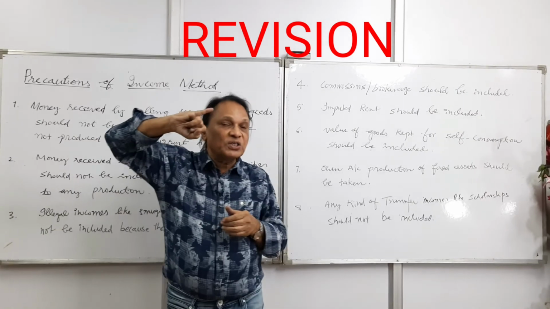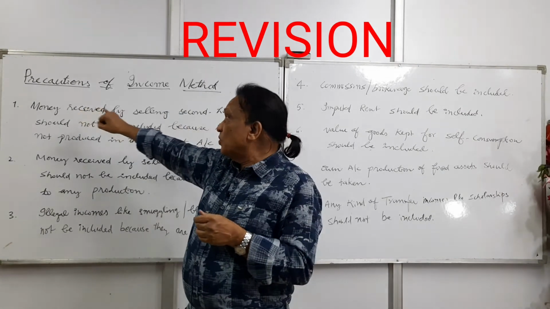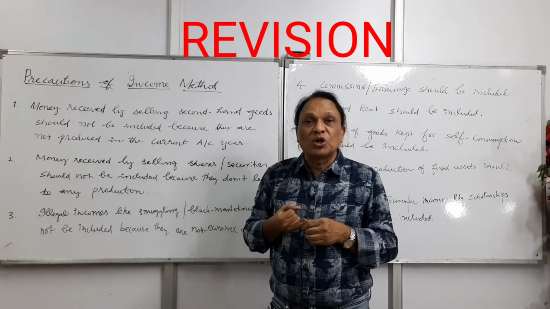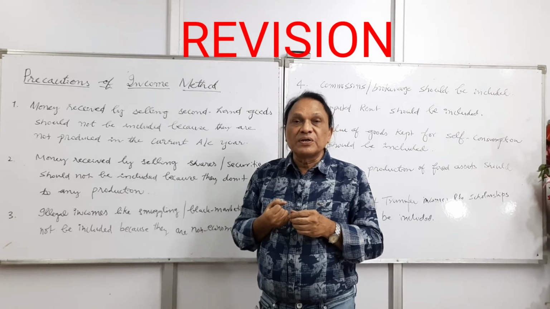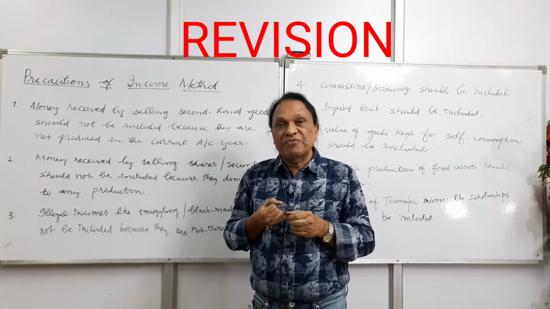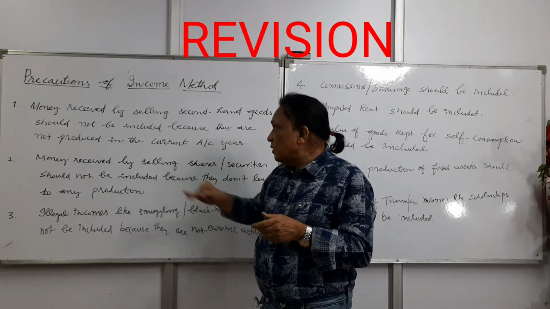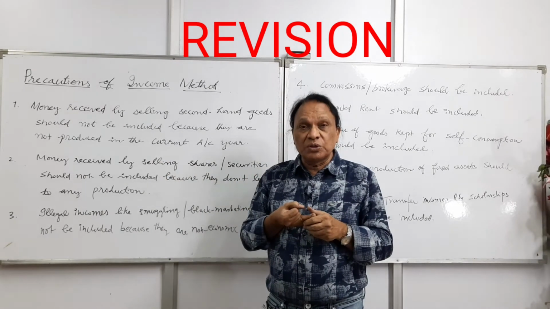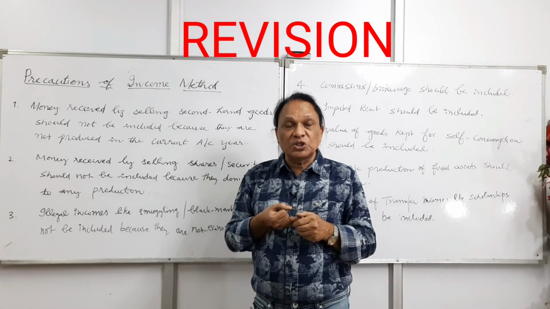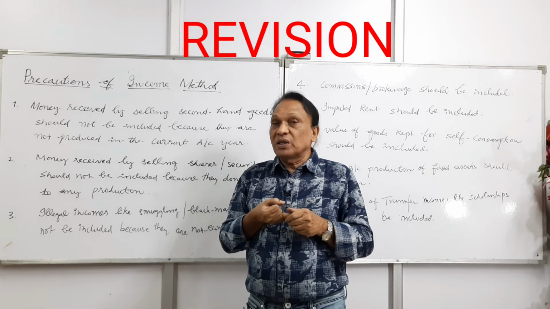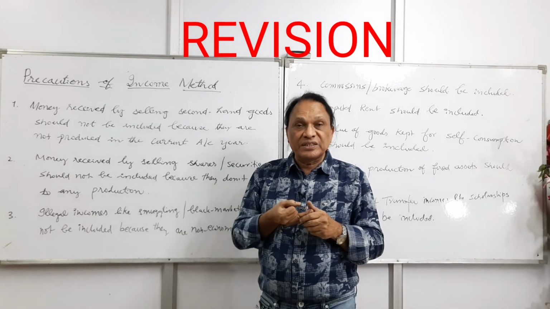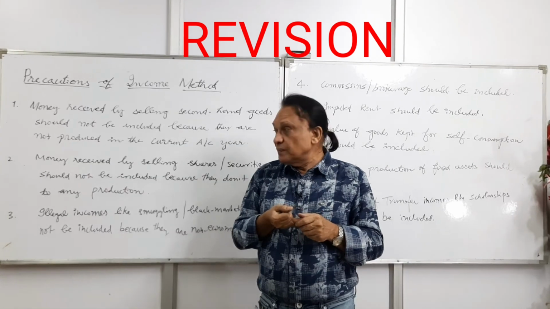The first precaution is, we go by the same order, money received by selling second-hand goods should not be taken because they are not a part of the current year production. Their value was taken in the year it was manufactured. Number 2, money received by selling shares, bonds, debentures or securities should not be taken because they are mere financial transactions and no production is taking place. We call them financial transactions. Only the ownership of shares has changed, nothing else in the economy.